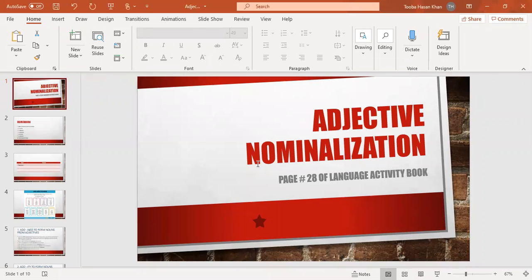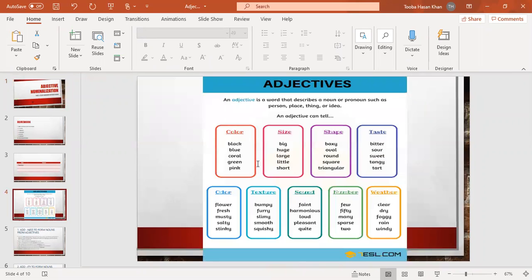All right. In today's lecture, we will be discussing adjective nominalization. But before we come to what nominalization is, we will first go through what are adjectives. An adjective is a word that describes, it tells us more about the noun or the pronoun.